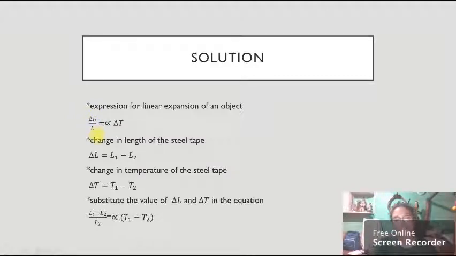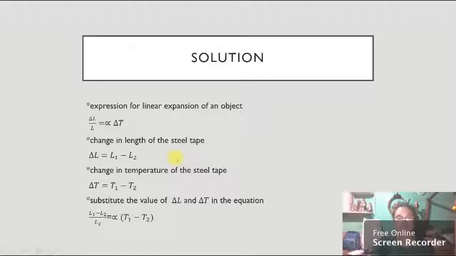For the next one, the change in length of the steel tape, we have delta L, which is equal to L sub 1 minus L sub 2, wherein L sub 1 is the measured length of the tape, while L sub 2 is the actual length of the tape. The next one is the change in temperature of the steel tape, wherein delta T is equal to T sub 1 minus T sub 2, wherein T sub 1 is the temperature at distance measured, while T sub 2 is the temperature at which the steel tape is correct.